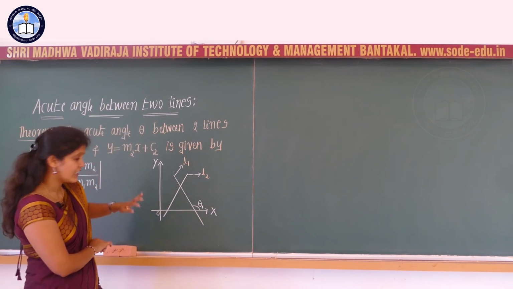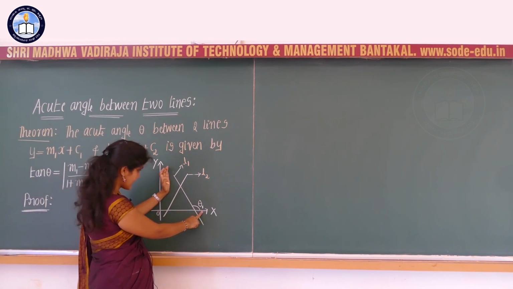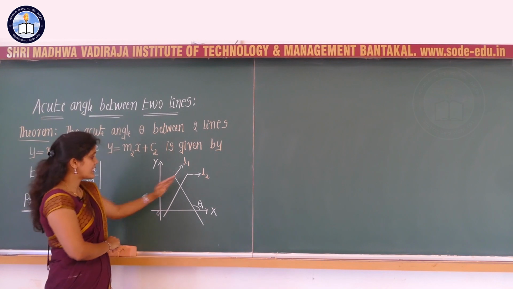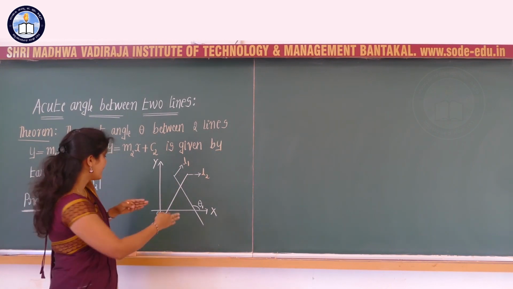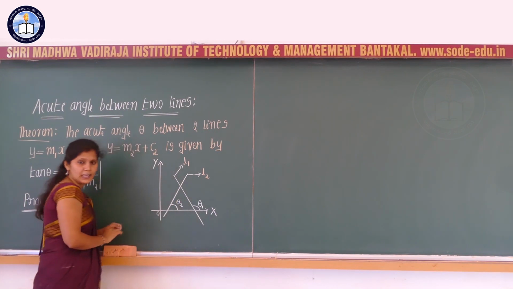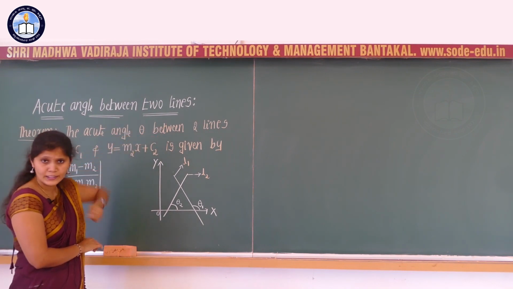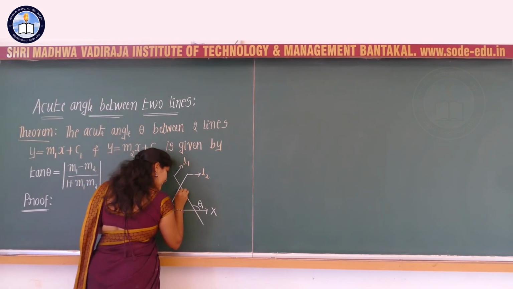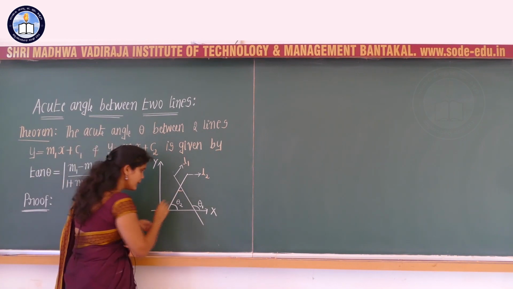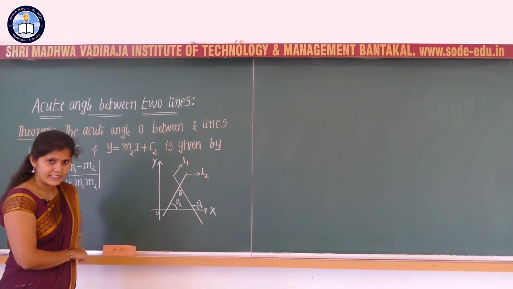So theta 1 is nothing but the angle made by the line L1 with the positive direction of x axis. Now let us consider the inclination of line L2. What is the inclination of the line L2? The angle made by the line L2 with the positive direction of x axis, that is nothing but theta 2. And here what is the statement? Find the acute angle theta between the two lines. At the intersection of the two lines you have one angle, and that angle I will consider as theta, clear? So this angle I am going to consider as theta.